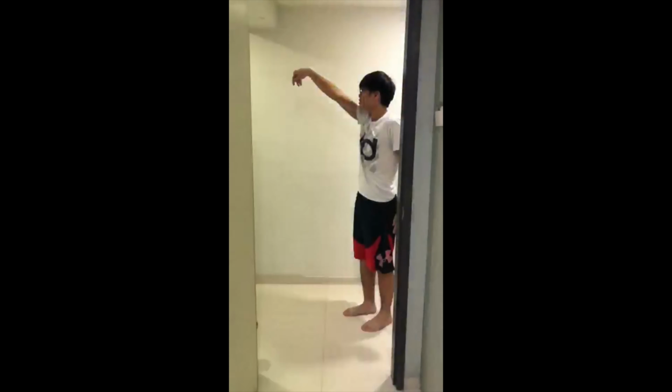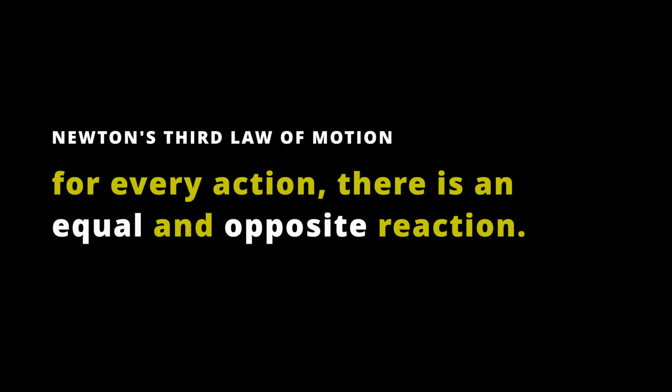Now, let us move on to the next part of shooting a basketball, adding a spin. The presence of a spin in the ball is also a relevant factor in whether or not you will make your basket. Newton's third law of motion states that for every action, there is an equal and opposite reaction.